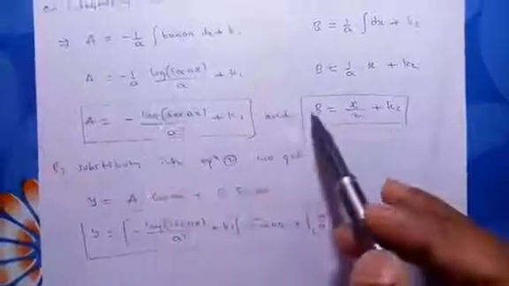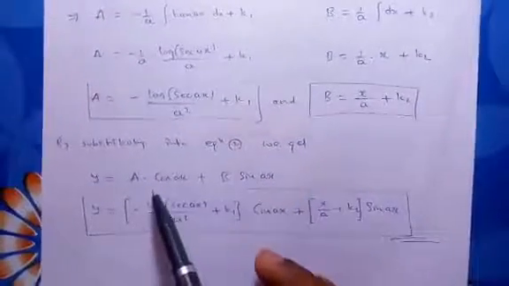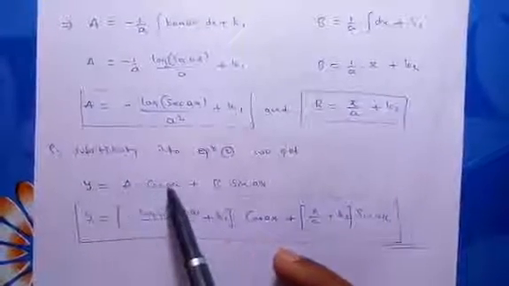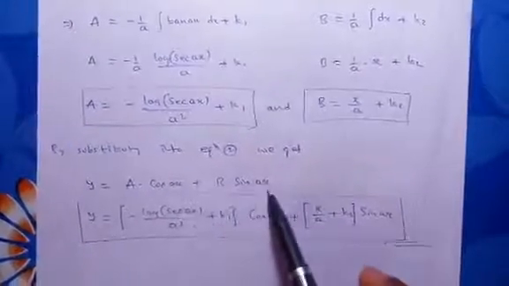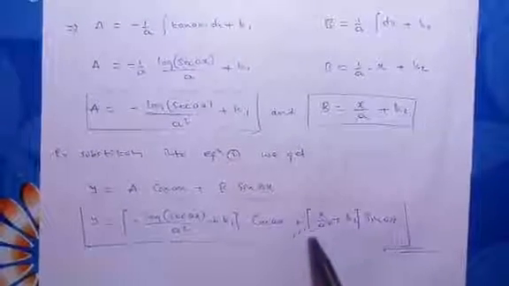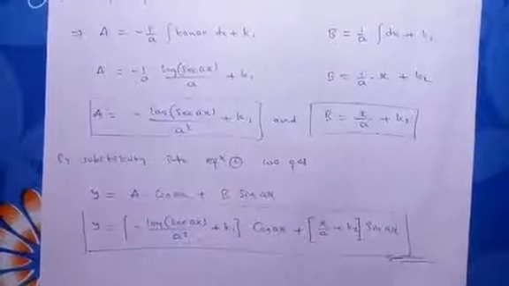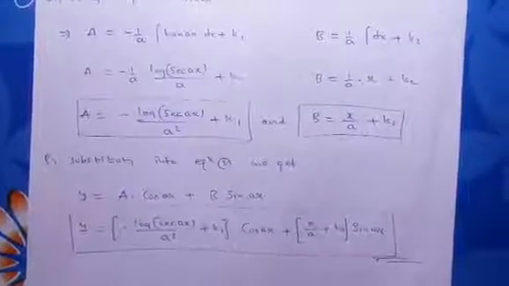Substitute this a and b into equation 2, the assumed complete solution. y equals a cos ax plus b sin ax. Substitute a and b here. This is the complete solution of the given differential equation by the method of variation of parameter.